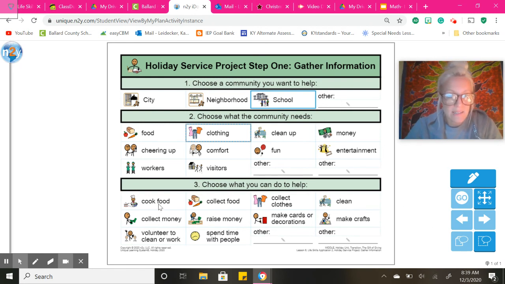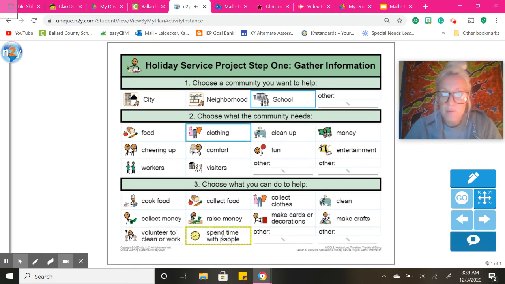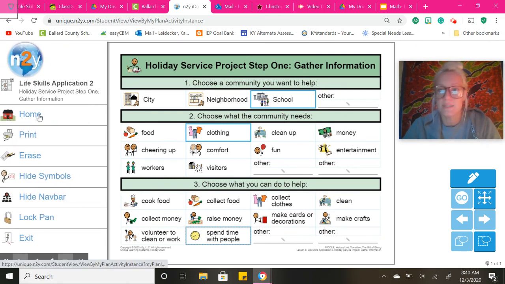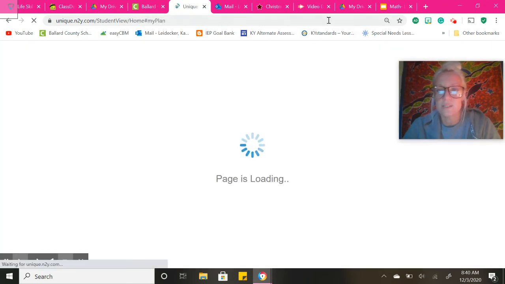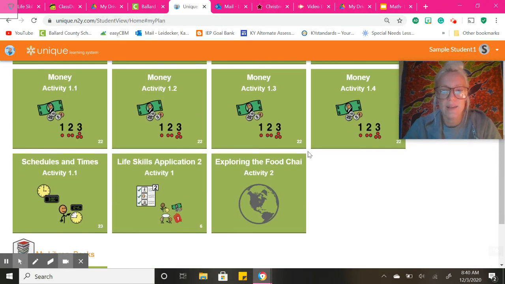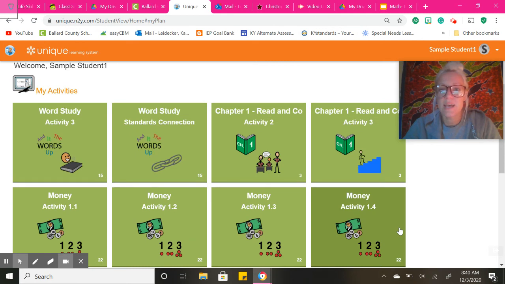So I can definitely volunteer my time. I can spend time with people. And maybe you can do other things like make crafts or help clean the neighborhood, or help put Christmas lights up for someone. So you complete this how you would want that done, based on how you would want to help someone. Okay? So that's everything for today.